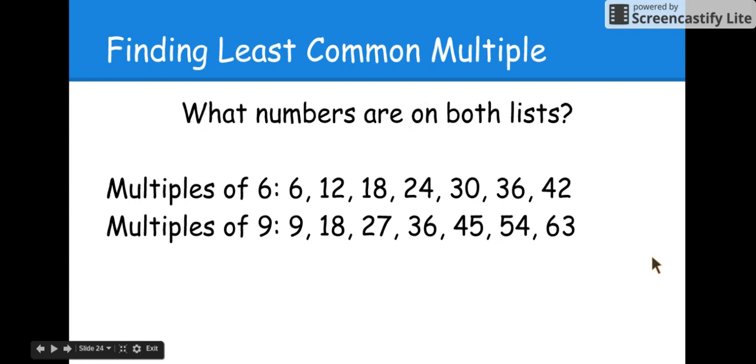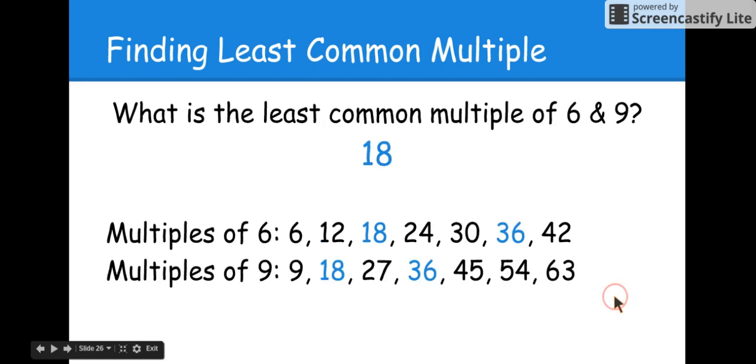Now we identify what numbers are on both lists. Well, on both lists, we see the numbers 18 and 36. What is the least common multiple of 6 and 9? 18, because 18 is the smallest number on both lists.